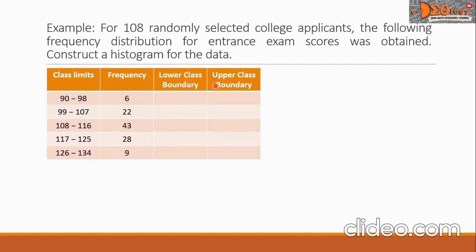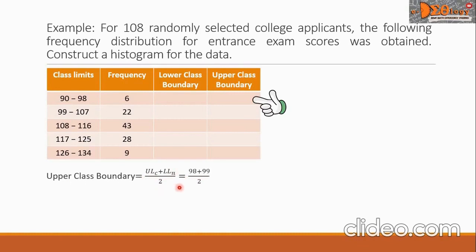We need 2 more columns, and these are lower class boundary and upper class boundary, respectively. Let us now solve for this first blank here for the upper class boundary, which is for the first class interval. The formula is given to us, which is upper limit of the class plus the lower limit of the next class divided by 2.